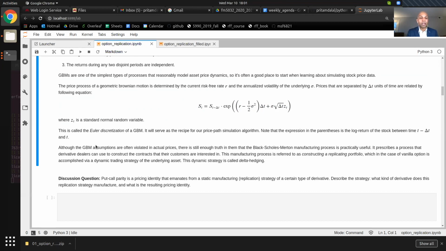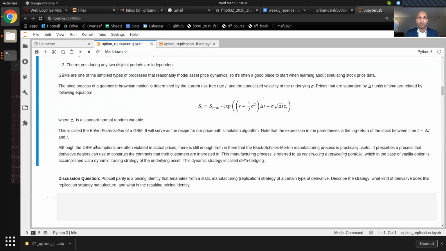Okay, so like I mentioned above, geometric Brownian motion is certainly not reflective of reality, but it's close enough that derivative dealers can construct contracts for their customers using the manufacturing process that's described in the Black-Scholes-Merton framework. So this is often referred to as constructing a replicating portfolio. And in the case of vanilla options, this replicating portfolio is a dynamic trading strategy involving the underlying asset.